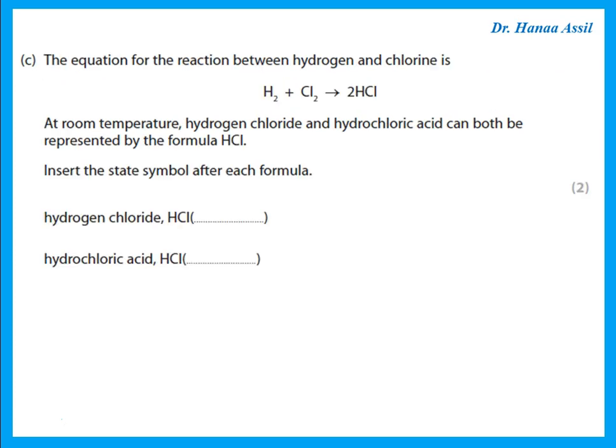The equation for the reaction between hydrogen and chlorine is this. At room temperature, hydrogen chloride and hydrochloric acid can both be represented by HCl. So if I write HCl, this could mean hydrogen chloride, and it means hydrogen chloride when we're talking about a gas. So HCl as a gas is called hydrogen chloride. But when I dissolve it in water, it becomes hydrochloric acid, and that is an aqueous solution. So these are the state symbols for each of them.